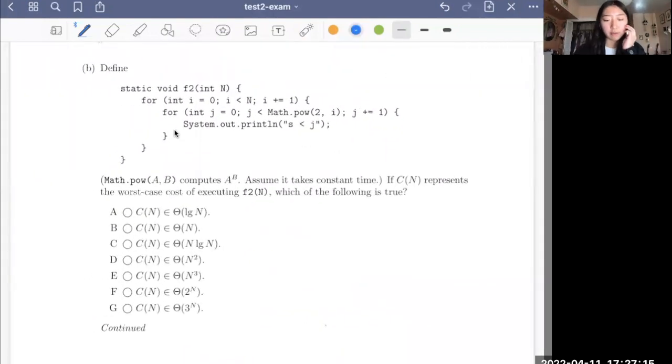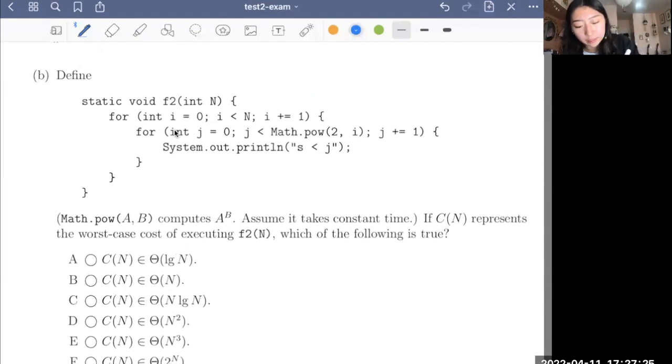So now we have this function f2, and we're going to again look for the worst case cost. And so here, what happens? Well, we see the outer loop happens a linear amount of times for sure, right? Then the inner loop is going to go for 2 to the I amount of times, where I is the number of the outer loop.